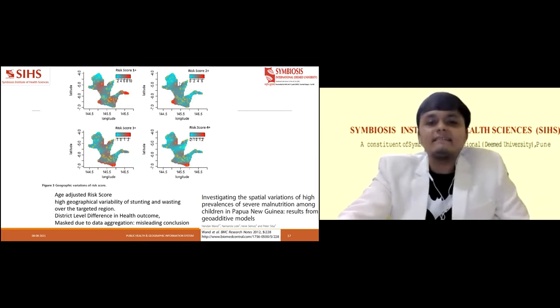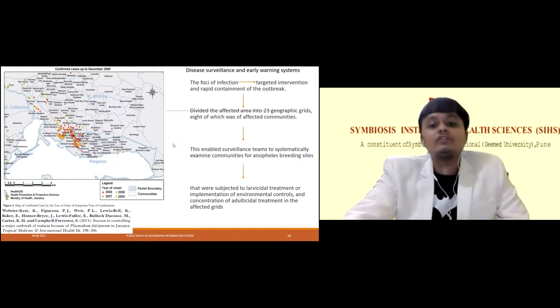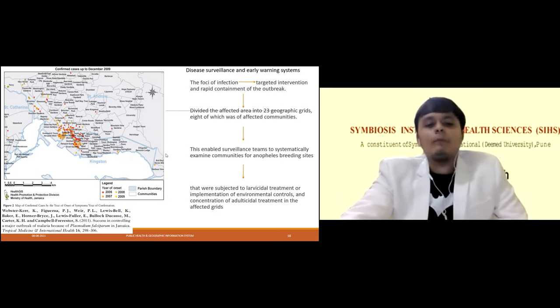Now the next example will be of GIS use under disease surveillance and early warning system. So with the help of geospatial technology in Jamaica, the state government officials were successful in controlling a major outbreak of malaria, which was scheduled in 2010 to 2011, but with the help of 2006 to 2009 data and geospatial technique, they have controlled a major outbreak of malaria.